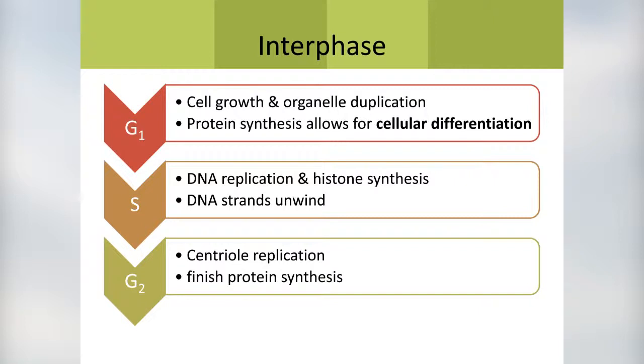And like I said, during G1, there's cell growth and organelle duplication. And there's also protein synthesis that allows for cellular differentiation, which makes an eye cell versus a hair cell. They both contain the same DNA, but certain proteins are produced by each cell to differentiate it from another. During the S phase, there is DNA replication as well as histone synthesis, and DNA strands will unwind during this time. And then in G2 phase, the centriole replication takes place, and then there's a finishing of the protein synthesis that took place in G1 and a little bit in S phase.